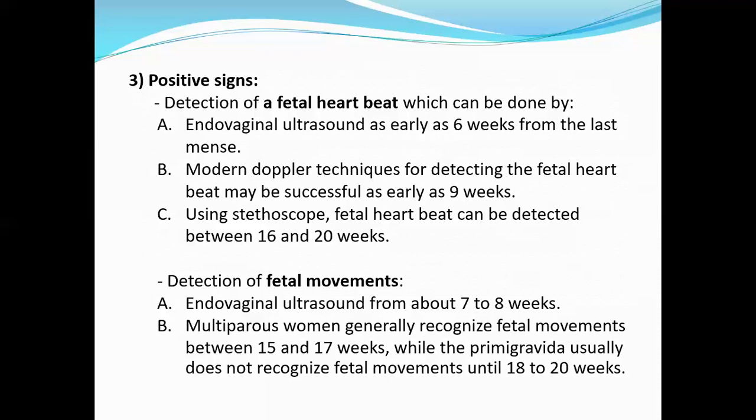Using the stethoscope, fetal heartbeat may be detected between 16 and 20 weeks. Detection of the fetal movement. This can be done using the endovaginal ultrasound from about 7 to 8 weeks. Multiparous women generally recognize the fetal movement between 15 and 17 weeks, while the primigravida usually does not recognize the fetal movement until 18 to 20 weeks.